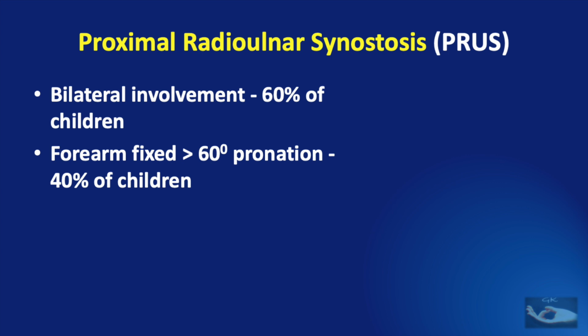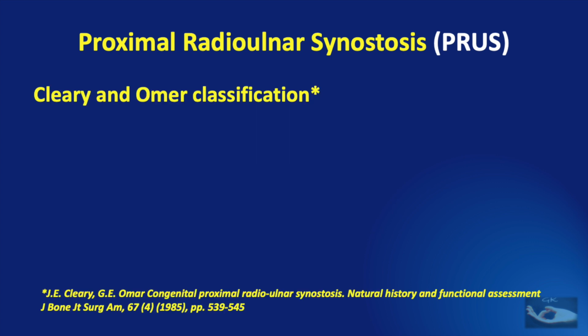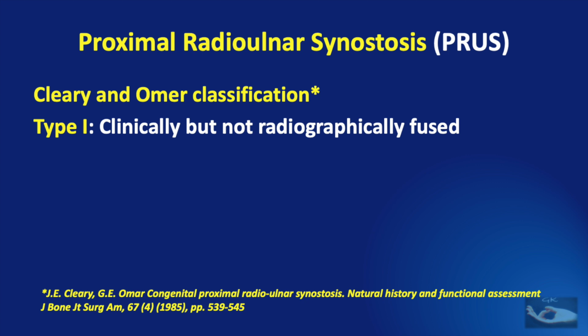Children with bilateral involvement and forearms fixed in marked pronation have more functional limitations. If there is anterior dislocation of the radial head, an acute elbow flexion contracture may develop. Proximal radioulnar synostosis can be classified into 4 types based on the Cleary and Omer classification. Type 1 refers to clinically but not radiologically fused radius and ulna proximally.